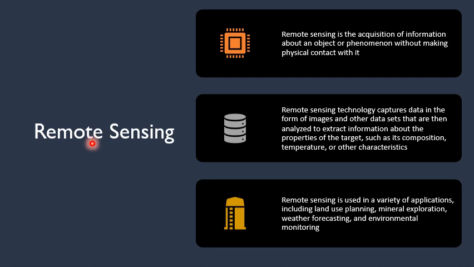So remote sensing is the acquisition of information about an object or phenomena without making physical contact with it. So remote sensing technology captures the data in the form of images and other data sets that are then analyzed to extract the information about the properties of the target, such as its composition, temperature, and other characteristics. So the general idea of remote sensing is remote sensing makes you very smart.